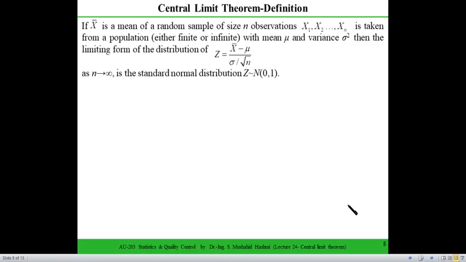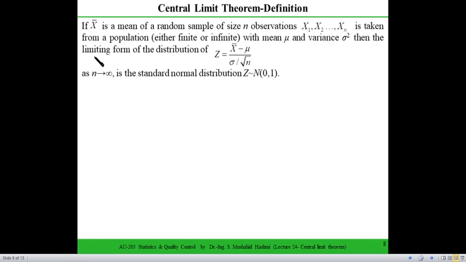Okay, now let's look formally into the definition of the central limit theorem. Let's say x bar represents the mean of a random sample of size n observations taken from a population with mean value mu and variance sigma square.